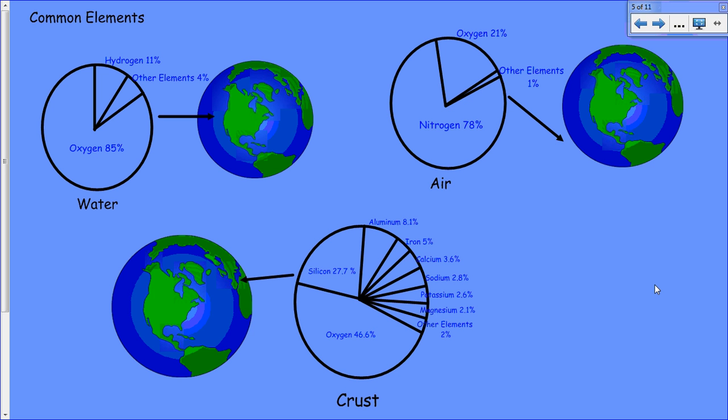There are many different kinds of elements that can be found in and on our Earth. If we're looking at water of Earth, it is mostly made up of oxygen, but also contains hydrogen and other elements. If we're looking at the air that surrounds our Earth, we can see that most of it is made up of nitrogen, with oxygen and other elements. If we're looking at the crust of Earth, almost half is oxygen, but we have 27, almost 30% of that is silicon, plus small amounts of many other elements.